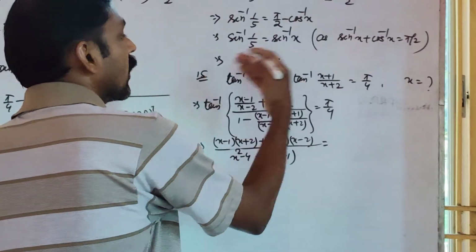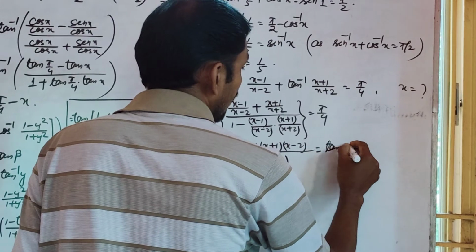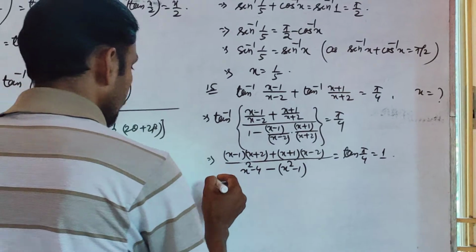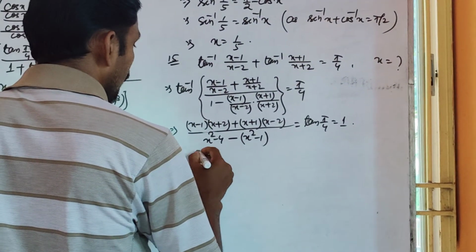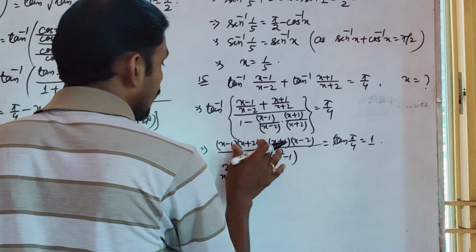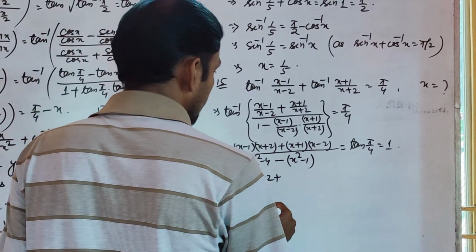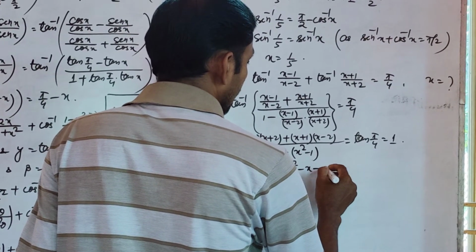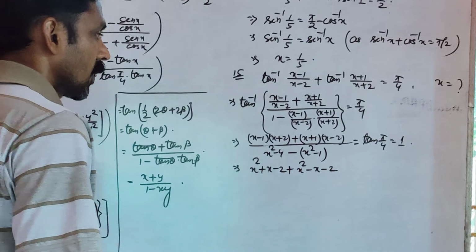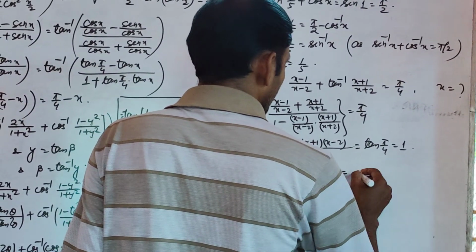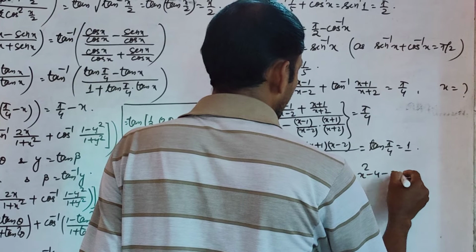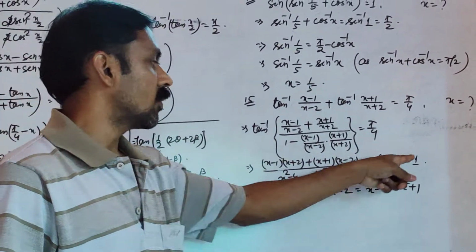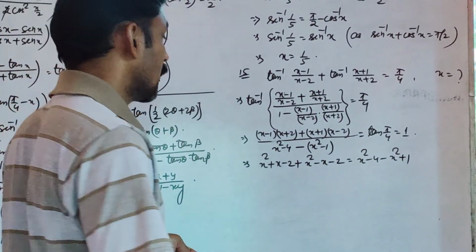Equal to, now this tan inverse when taken to the right hand side will become tan pi by 4, and tan pi by 4 is 1. Now we will cross multiply. This will become x square plus x minus 2, plus x square minus x minus 2, equal to x square minus 4 minus, here I have opened the bracket, this into 1, x square minus 4 minus x square plus 1.